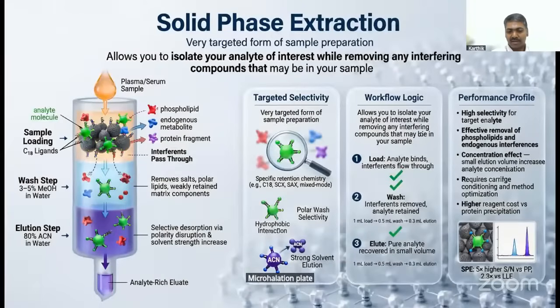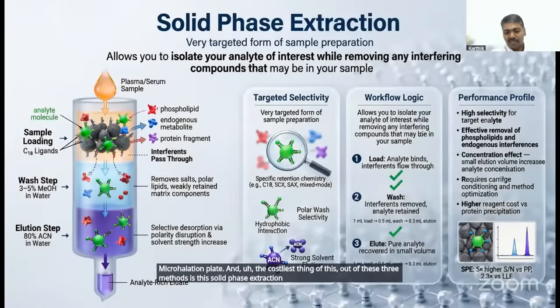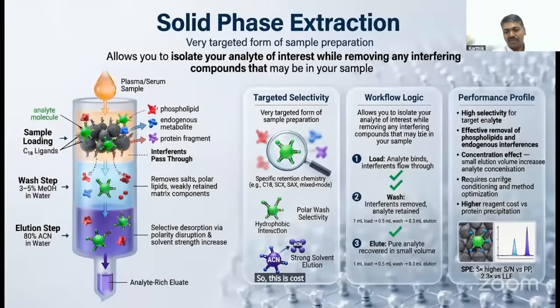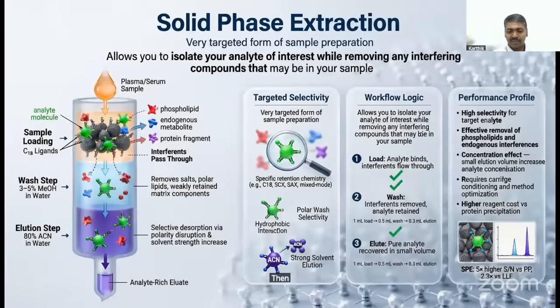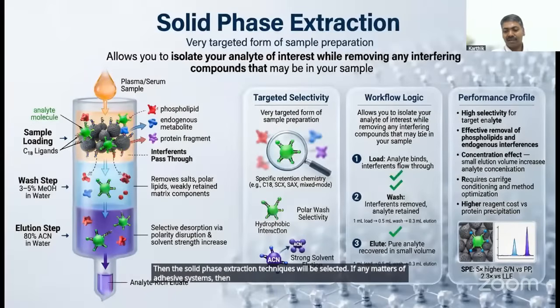And the costliest of these three methods is solid phase extraction, because the cartridge price itself costs more than using reagents. So this is the costliest method. The preference for it is when the LLE or protein precipitation methods are not suitable, or if the analyte is highly polar, or if any matrix effect comes up. Then the solid phase extraction technique will be selected for the method development.